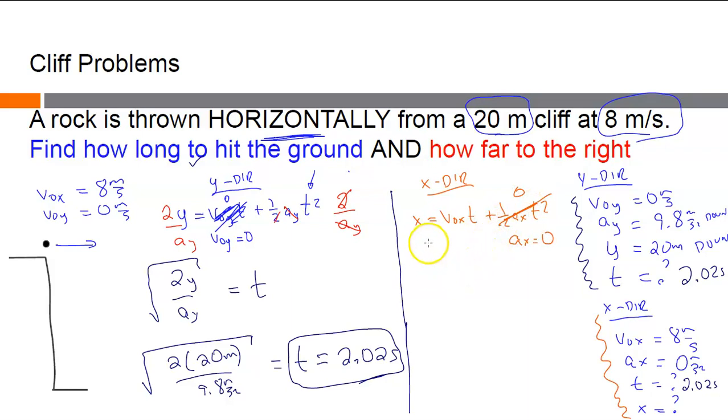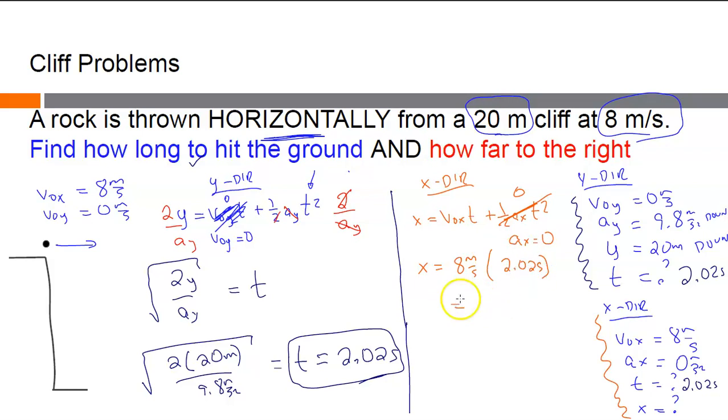That doesn't do anything. The part I'm interested in is this v naught x times the time that I just found. So x is going to be my v naught. That was 8 meters per second, the x component of the initial velocity. The time was 2.02 seconds.